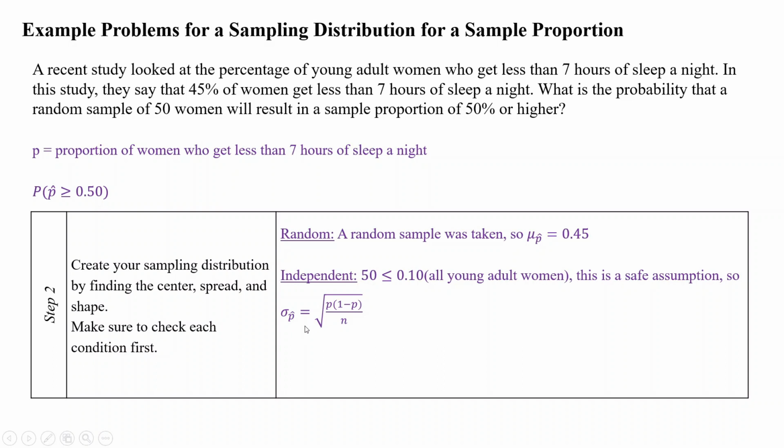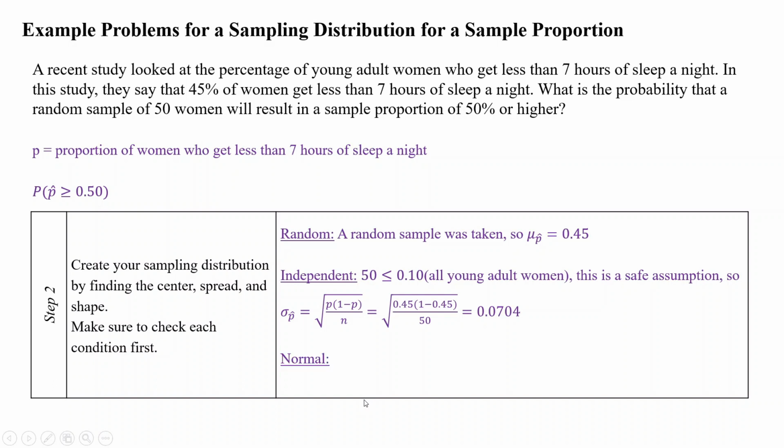So we know we can find the standard deviation of our sampling distribution. We're going to use this formula. 0.45 is our p, our population parameter, and our n is 50. So we plug those values in, and we get 0.0704 for our standard deviation.